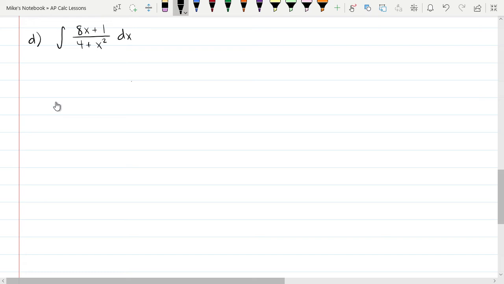So in a situation like this, one of the things that would be worth trying is separating the fraction into an 8x over 4 plus x squared dx, and then plus 1 over 4 plus x squared dx. And so the reason we would consider doing that is now how you would approach each of these separate integrals is going to be a slightly different method.